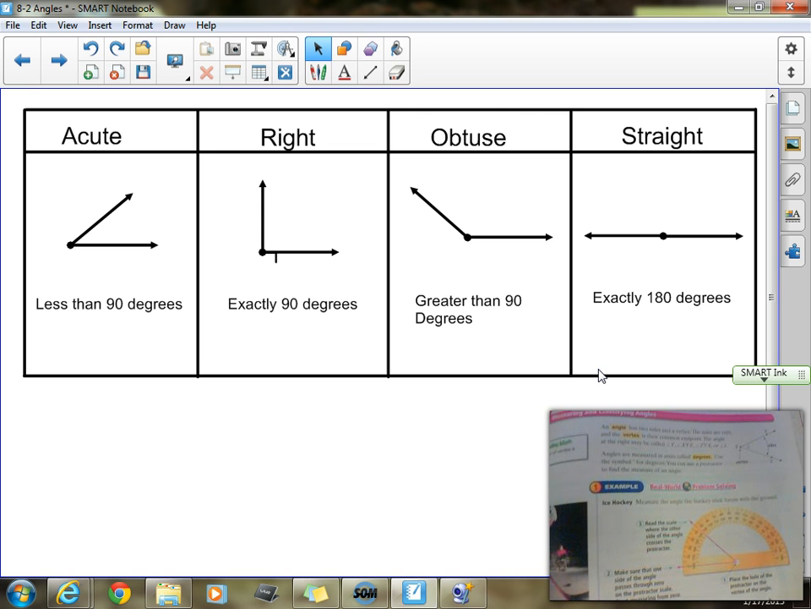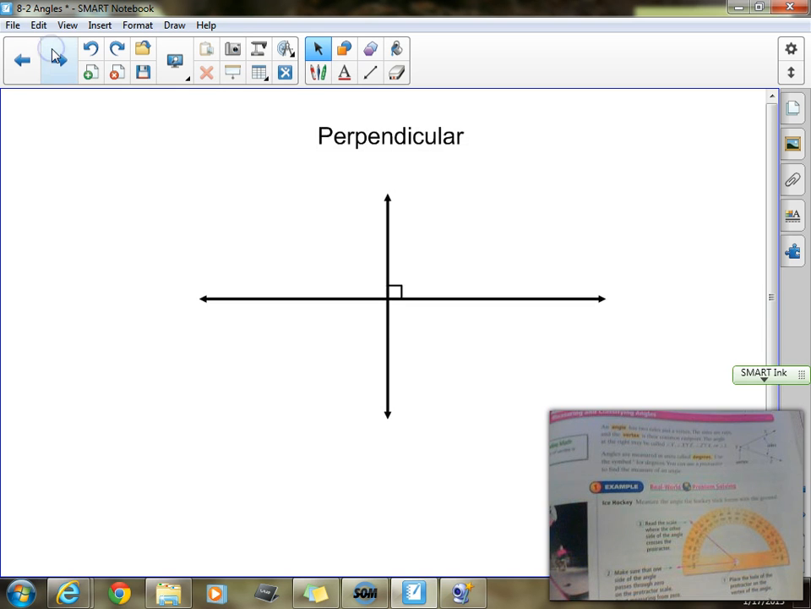And then finally we have what's called a straight angle. Now a straight angle may confuse you because it looks like a straight line, and that is true. A straight angle has exactly 180 degrees. It's basically a straight line. So those are the four classifications of angles that we are going to be looking at tonight, and especially tomorrow.